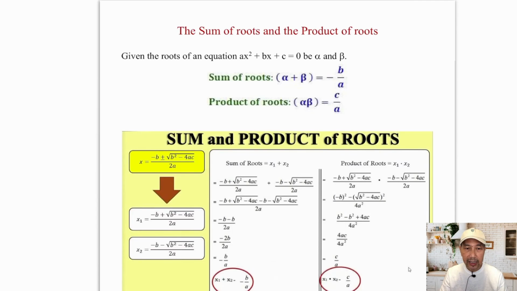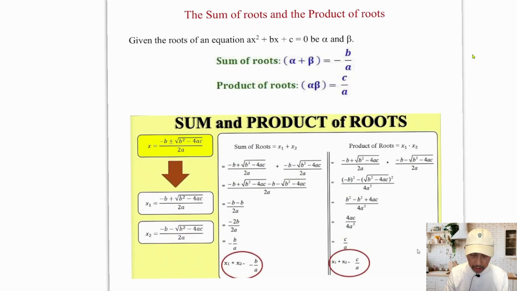For the quadratic equation ax squared plus bx plus c is 0, the sum of roots is given by negative b over a, while the product of roots is c over a. The diagram below illustrates the proof of these formulas. To solve the quadratic equation, we use the quadratic formula, which gives these two roots, x1 and x2. x1 and x2 correspond to alpha and beta because we define alpha and beta as the roots of the equation.